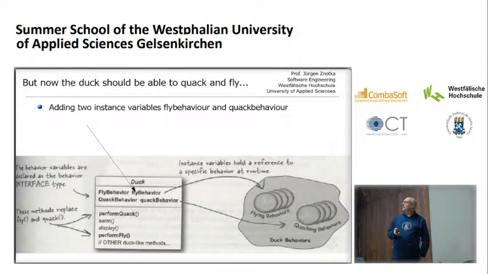So now we have two things. We have the fly behaviors and we have the quack behaviors. Now we have to look at the abstract class Duck. There we have an abstract class Duck with two attributes: one is the fly behavior, and the second is the quack behavior. As operations, we have performQuack and performFly, and swim and display are the same.